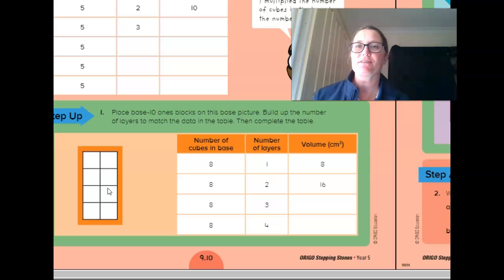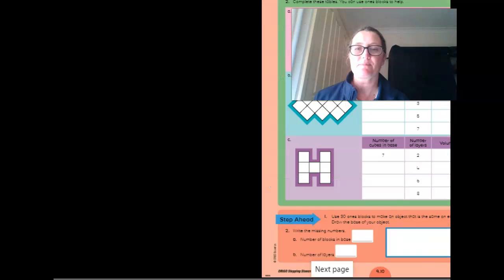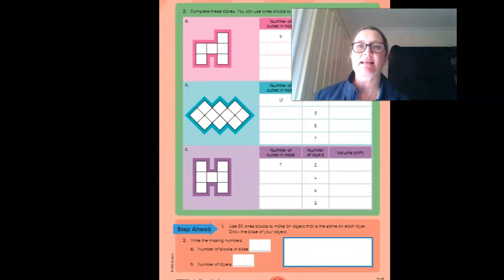That's not the most efficient way to do it though, is it? It's better for us to use the formula that we know, because then we can do it with massive shapes. Because we know the formula, we don't have to count every block individually. Let's have a look at the second page. I'll just show you page 2 there. And page 2 is the same.